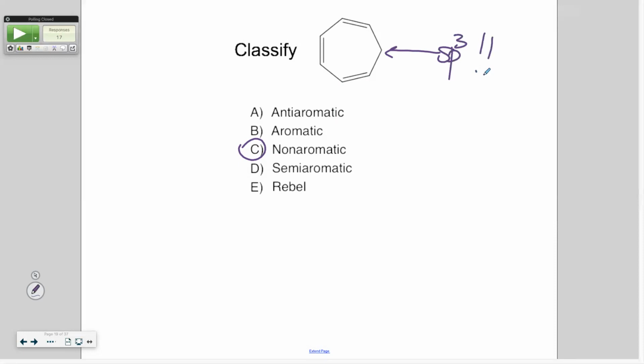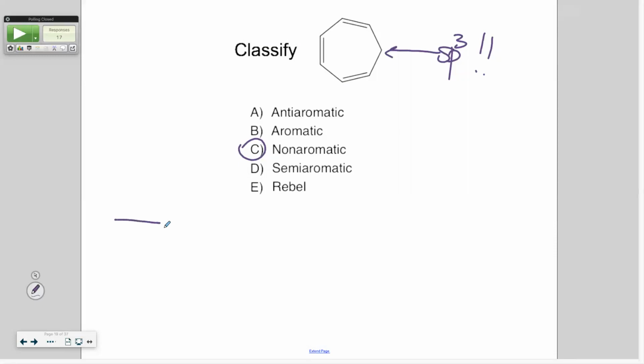Okay, so you gotta look careful. Look careful. So would there be two? Would there be what? You wouldn't count any because there's no p orbital. What's the difference between non and anti? Okay, that's why we're doing this question. This is non because it doesn't have the whole ring.